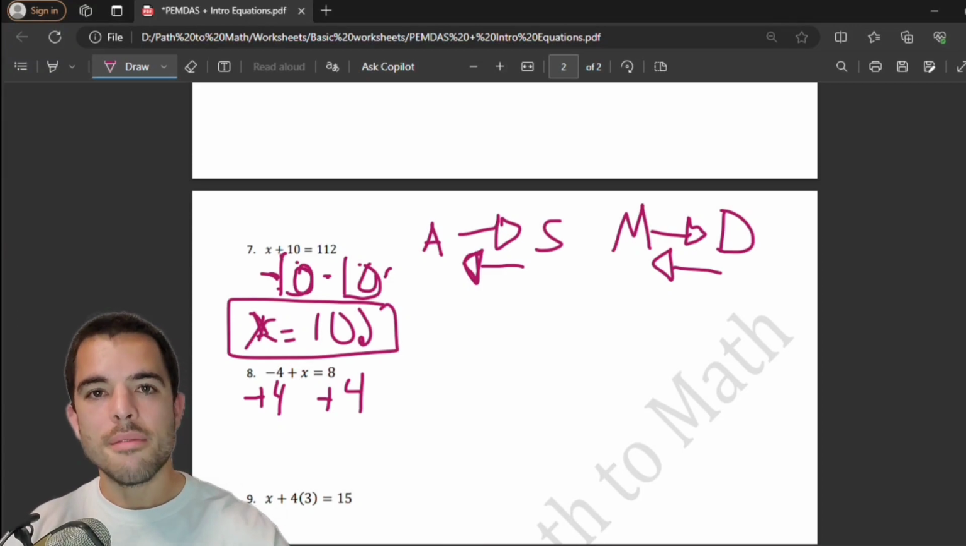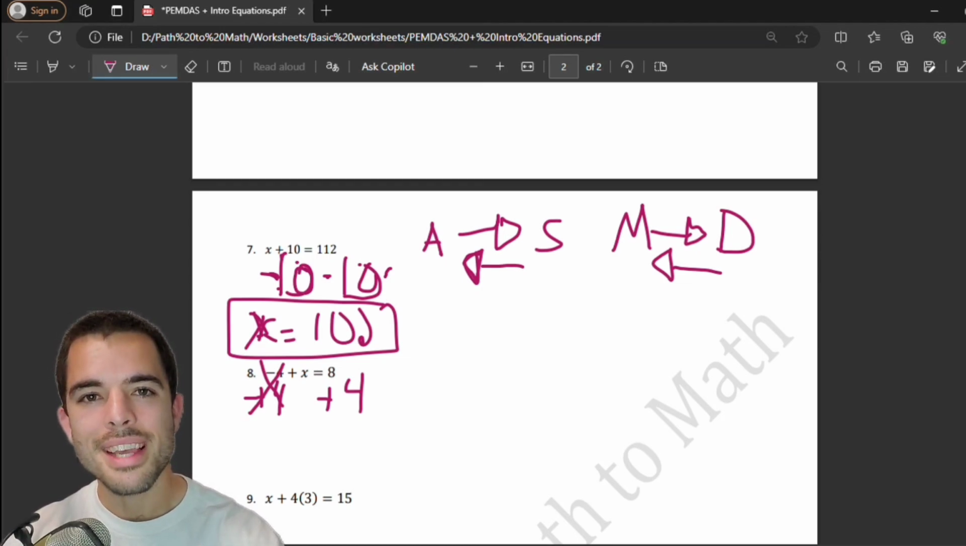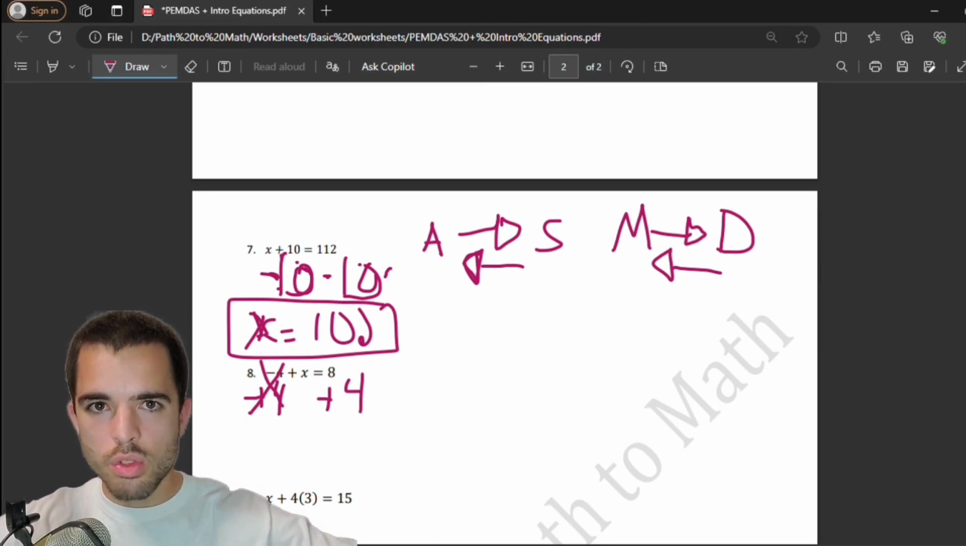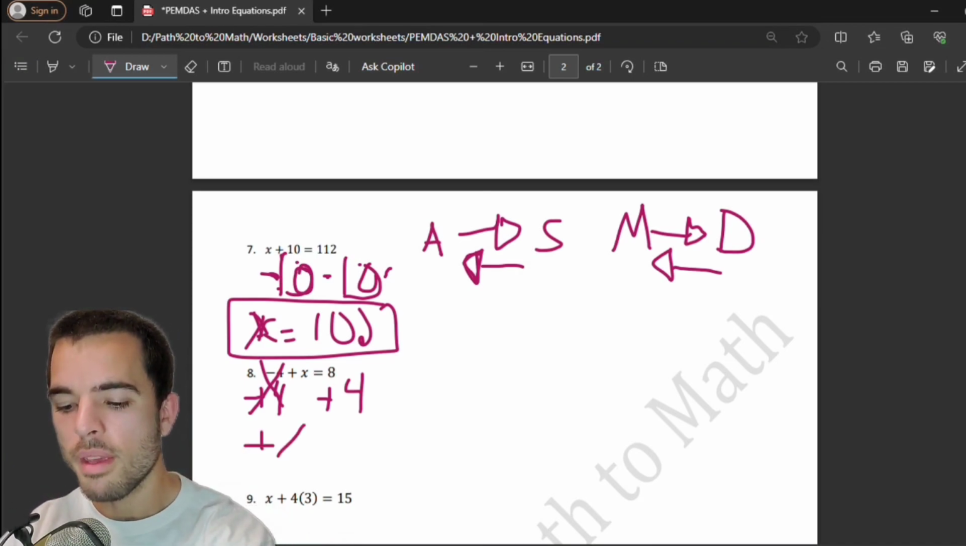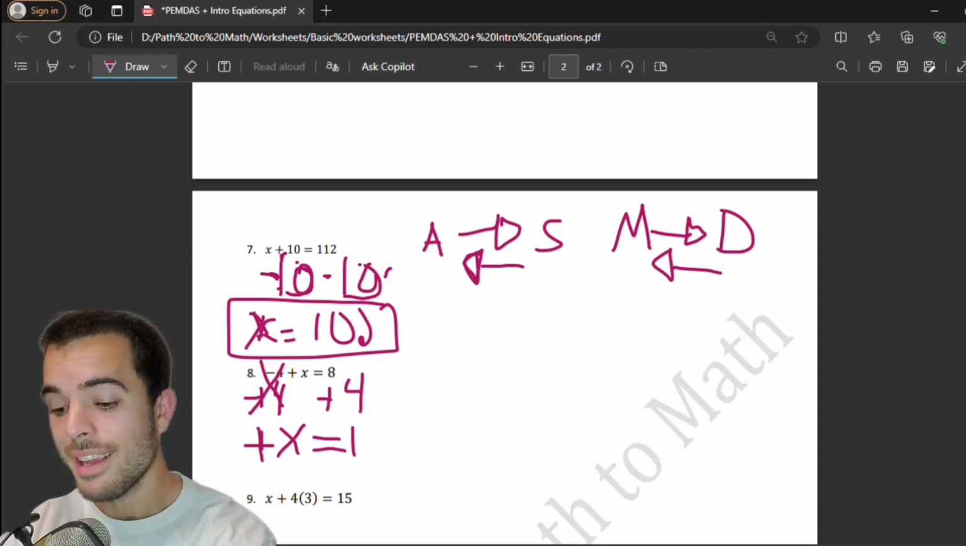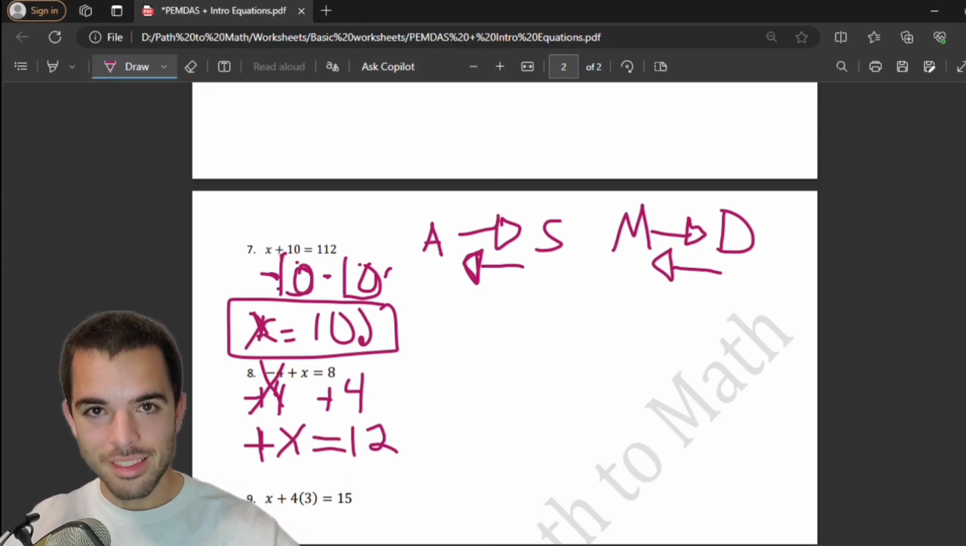Let me show you specifically exactly what's going to happen. The negative 4 with the positive 4 will cancel. And I hope you find satisfaction in crossing that out. A lot of students love that, where they get to cross out what they just canceled. This will give me plus x. I'm going to be very literal here. Plus x equals 12.